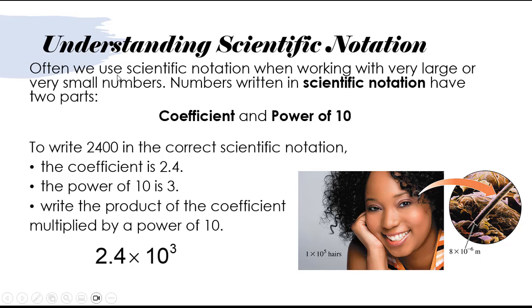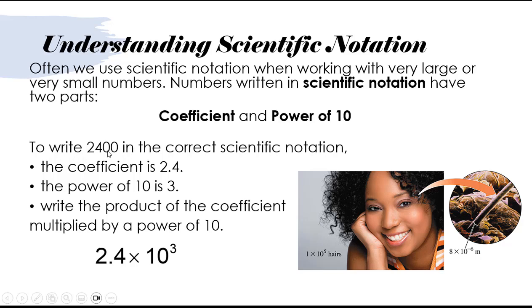So we often use scientific notation when working with very large or very small numbers. Numbers written in scientific notation have two parts. We have a coefficient, which is the numerical value in the front, like this, 2.4, and a power of 10, like this, which is 10 to the 3.